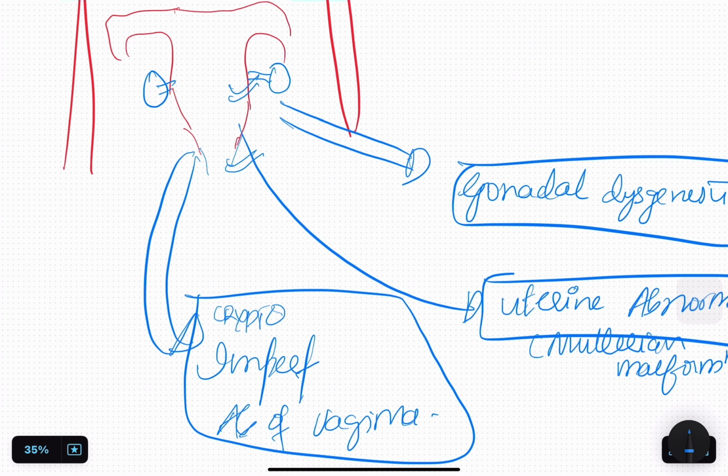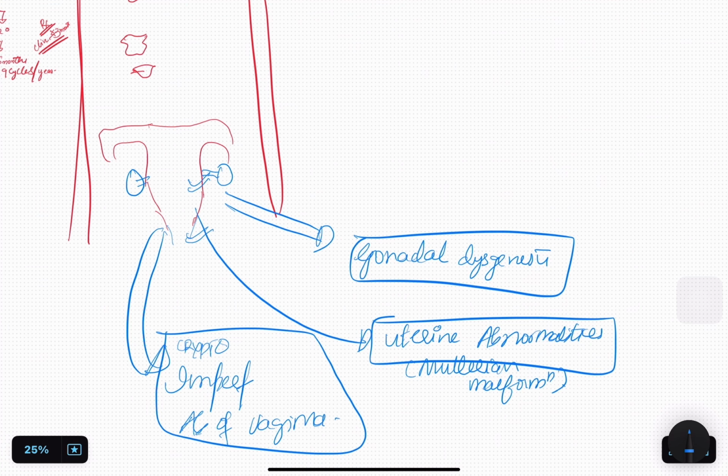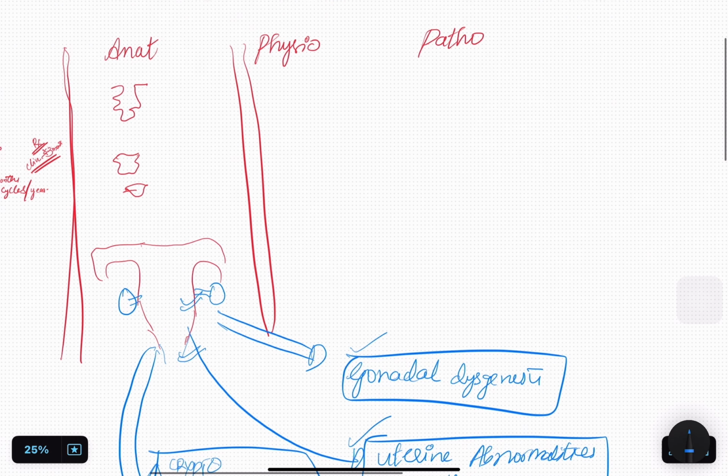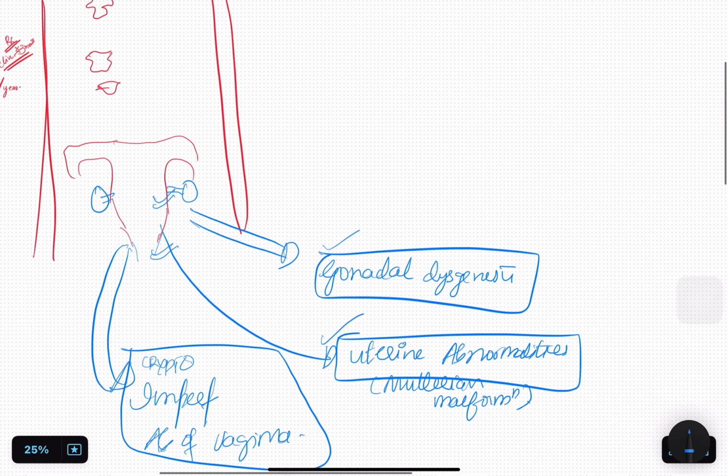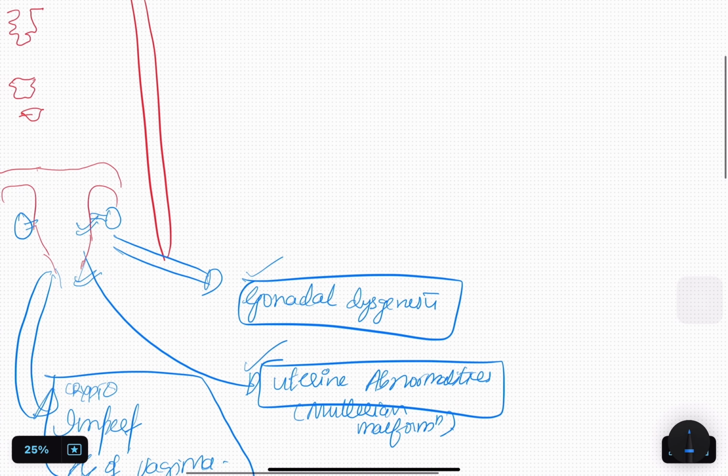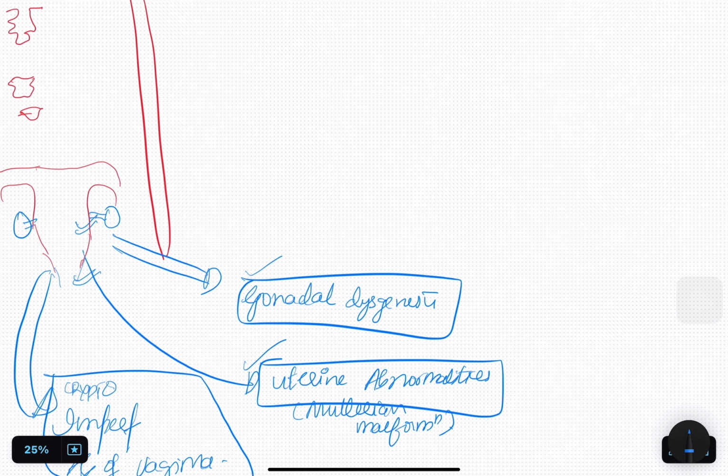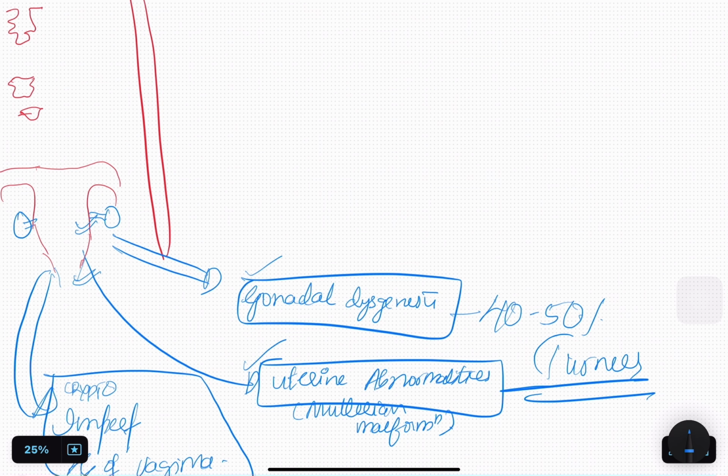Okay, now this is something which was local. So you need gonads to produce estrogen, you need the uterus to grow properly, and the hymen so that the flow occurs. Coming to the physiology part of it, these things I discussed in anatomy. So in gonads also, what do you think is the most common thing? Absence of gonad. See, 40 to 50% of the cases, I will discuss statistics, are Turner's. Okay, that is the main common cause. I will come to it.